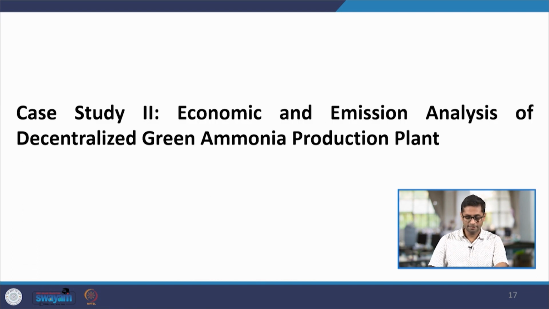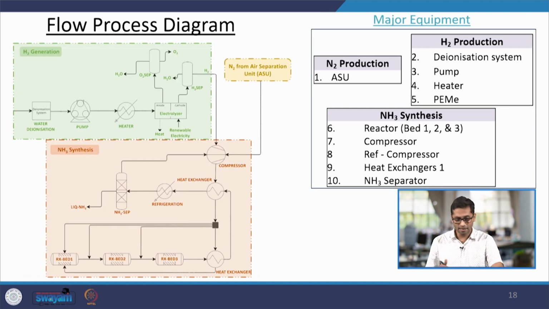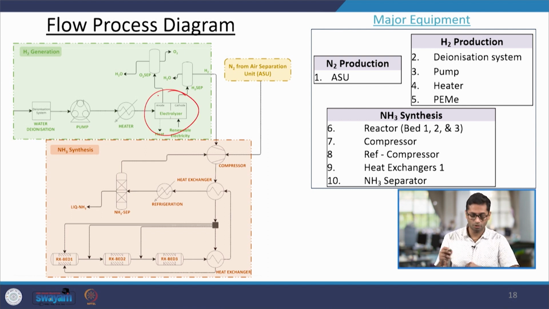Further, given the recent push on green hydrogen through electrolyzers, we also did a recent study where we tried to estimate the economic and emission analysis for, again, decentralized green ammonia production, but through the water splitting or electrolysis route. So what is happening here is we have a PEM electrolyzer, which is a polymer electrolyte membrane electrolyzer, which is considered to be a leading technology as of now, which is expected to come up at a good rate in the future, and that would be used for production of hydrogen.